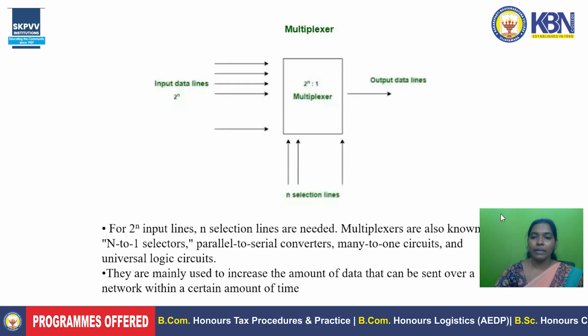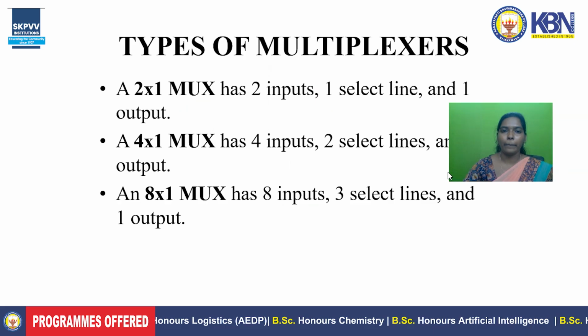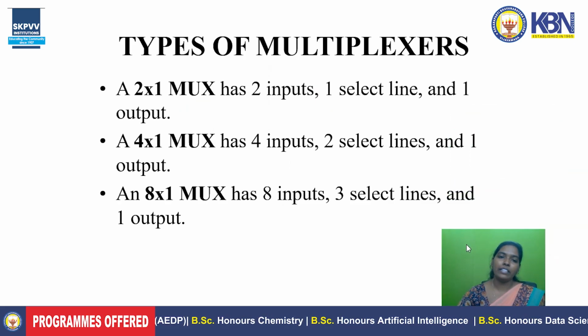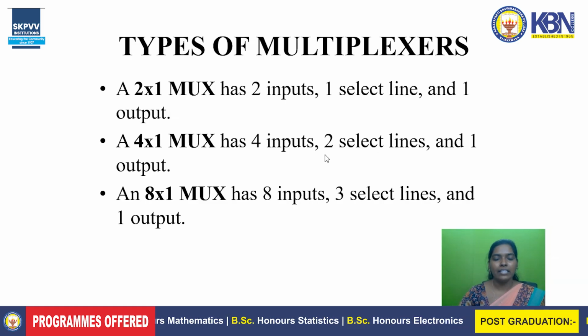It is mainly used to increase the amount of data that can be sent over a network within a certain amount of time. There are many types of multiplexers: 2 by 1 MUX, which we generally call 2:1 MUX, 4 by 1 means 4:1, or 8 by 1 means 8:1. In the 2:1 MUX, we have 2 inputs, and with the help of 1 select line, we get 1 output. Coming to the 4:1 MUX, we have 4 inputs, 2 select lines and 1 output.